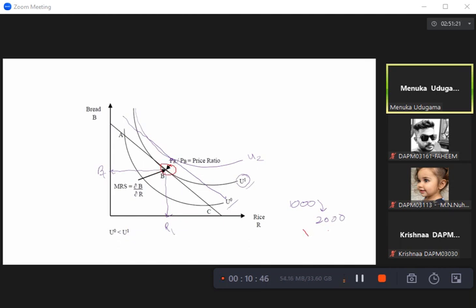And we saw that at this point the two curves or lines are tangent to each other, and we know that mathematically, when two curves or two lines are tangent to each other, the slopes equate, right? So the slope of this curve, which is the marginal rate of substitution, equals the price ratio, the price of bread and the price of rice.